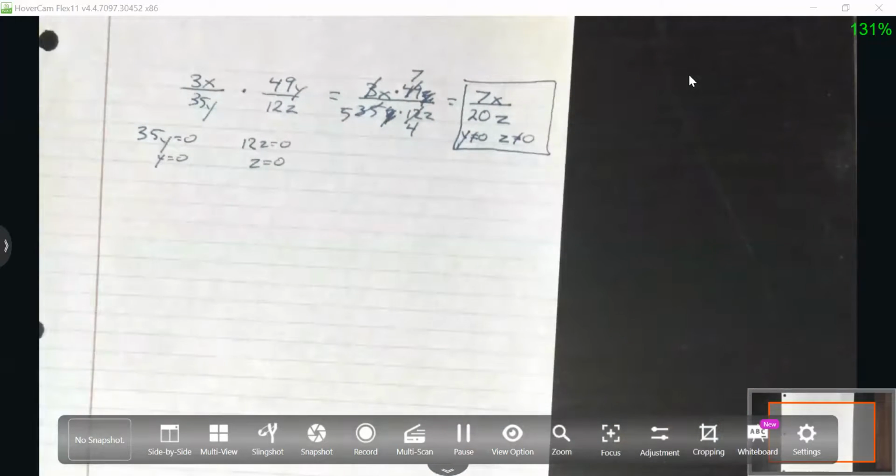So again, factor everything. Set the denominator equal to 0 to find out what the restrictions on your domain will be. Perform the operation and simplify. That's kind of what we're looking for here. So let's take a look at another one.